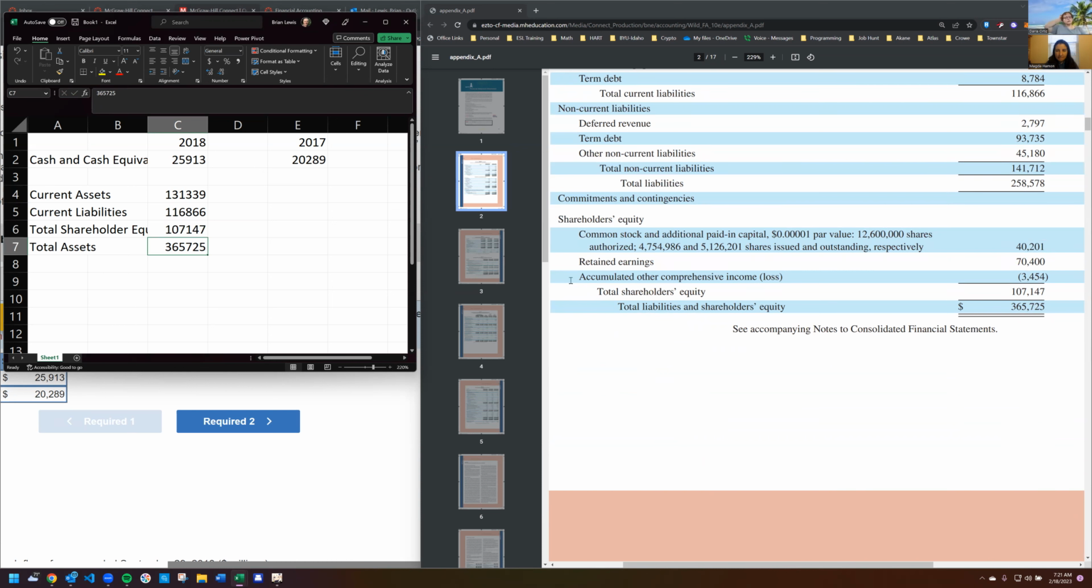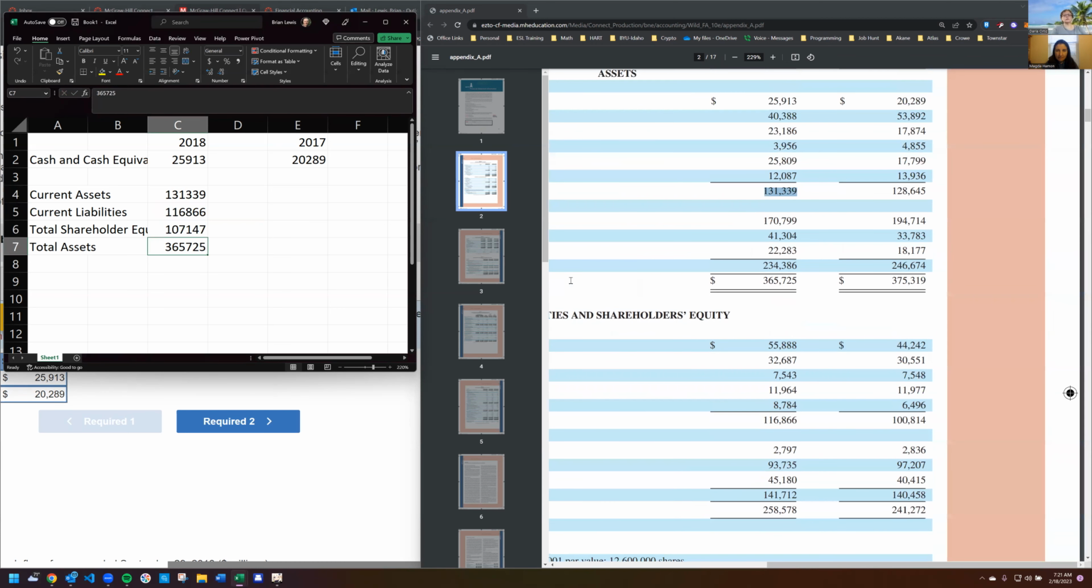We can do that for this over here as well. Shouldn't be too hard to pick off. Current assets: 128,645. Total assets is this number, 375,319. Let's do liabilities first. Liabilities is going to be this total, 1,814. And then total shareholder equity, 140,458. Now I have all the numbers, theoretically.